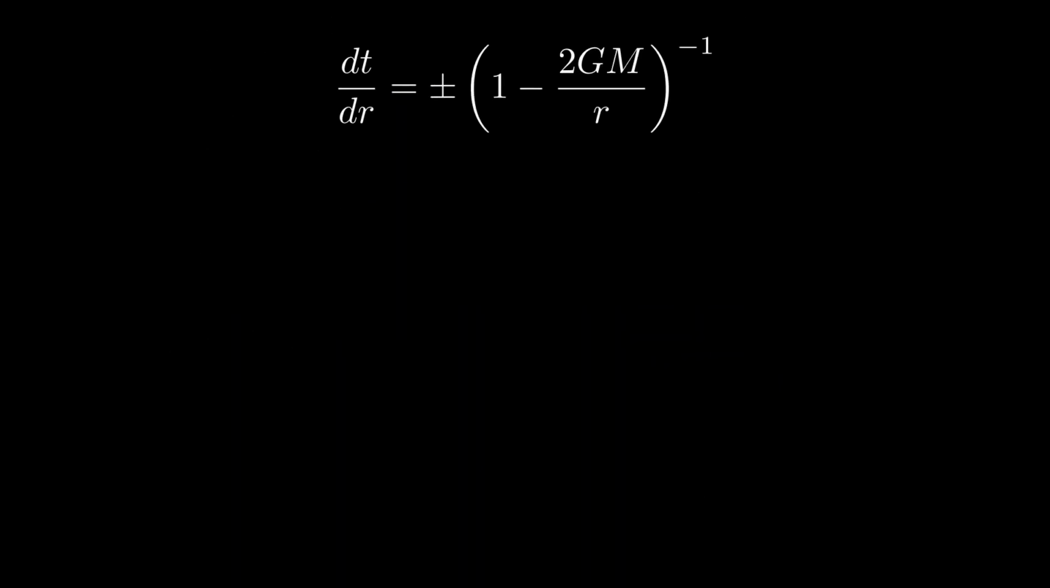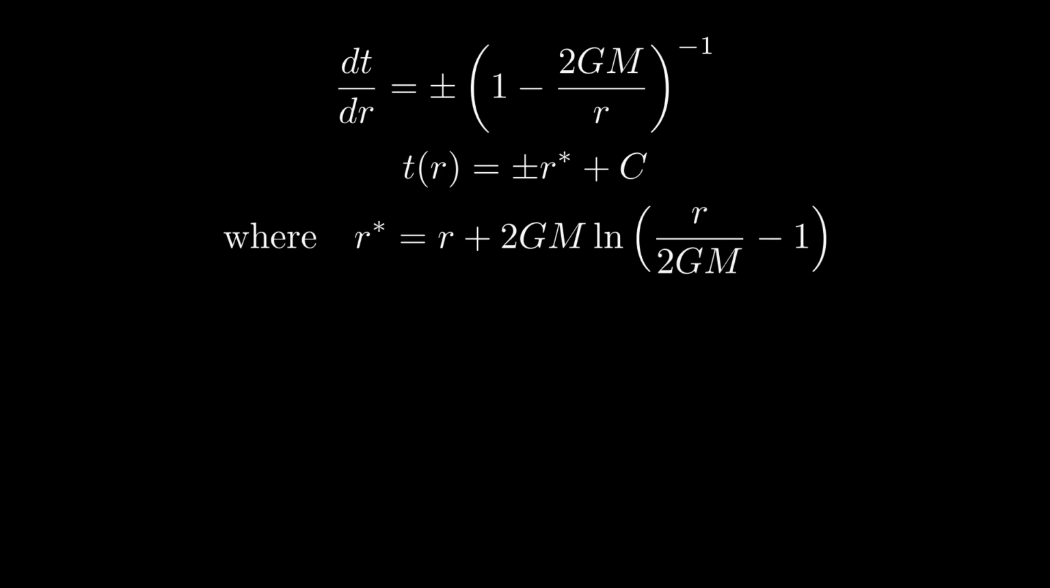Let us first go back to the equation for the light cones in Schwarzschild coordinates. This is simply a differential equation for the coordinate time t. If we solve this equation for t as a function of r, we get t is equal to plus minus r star plus some constant c. r star is called the tortoise coordinate. This is because r equals 2GM, which is the location of the event horizon, now corresponds to r star equals negative infinity. The location of the event horizon has been pushed away infinitely far, so in a way we approach it more slowly.